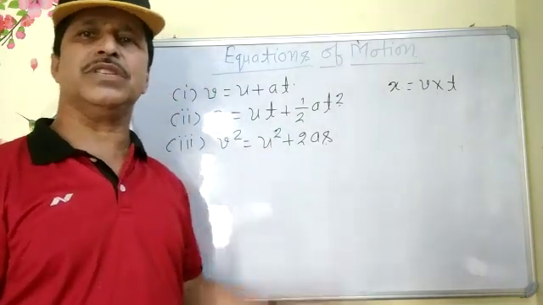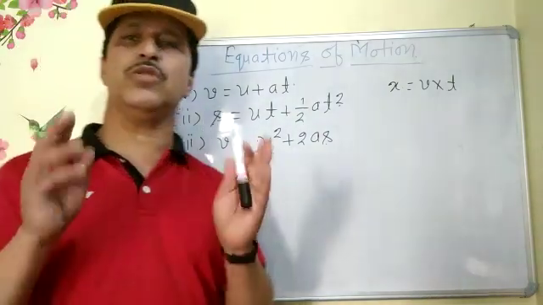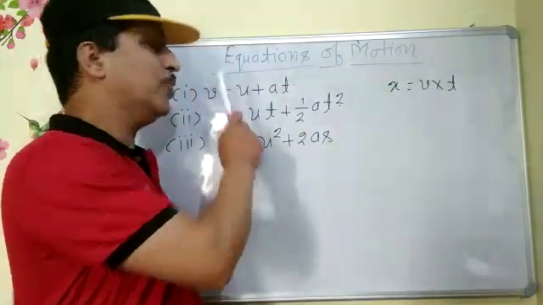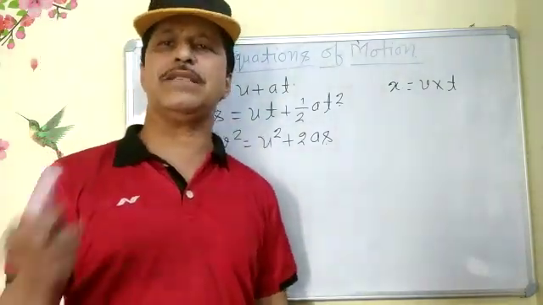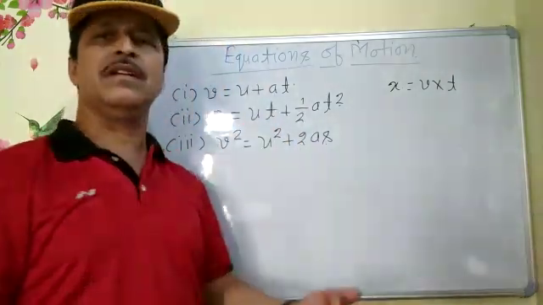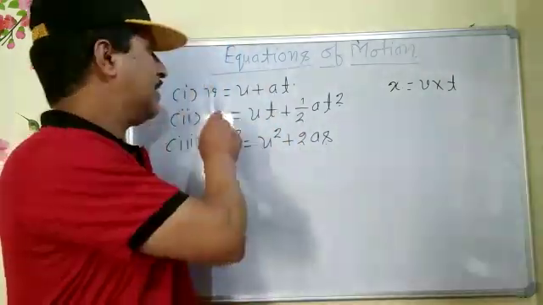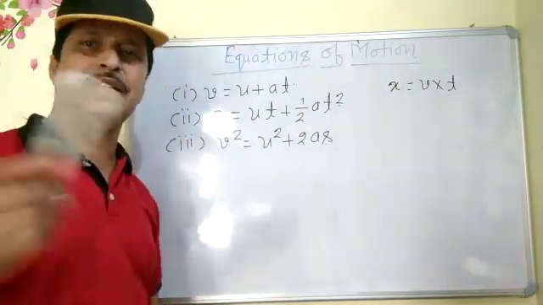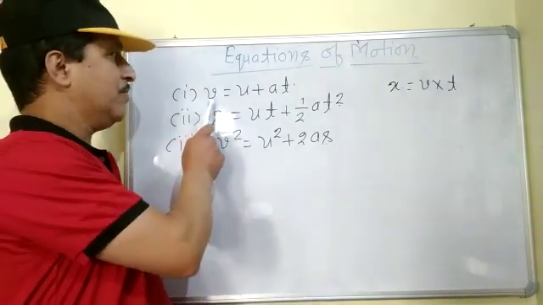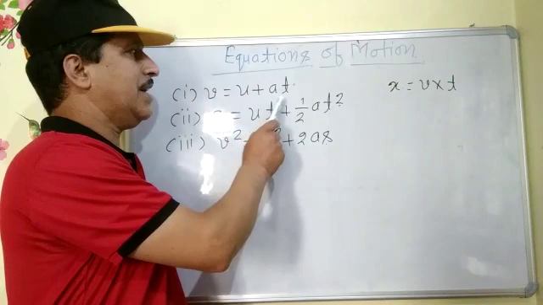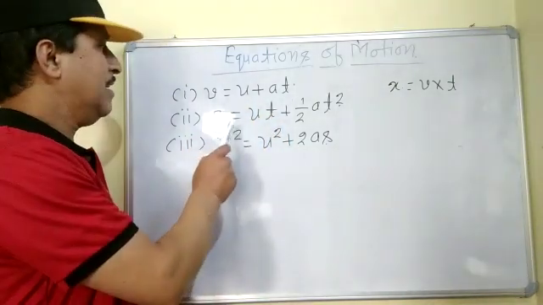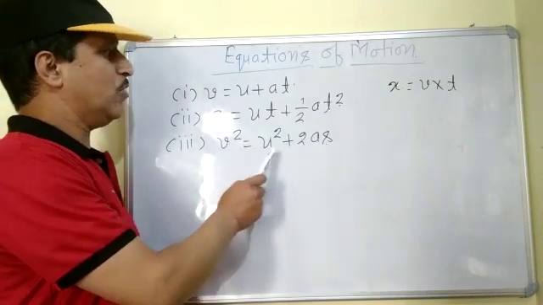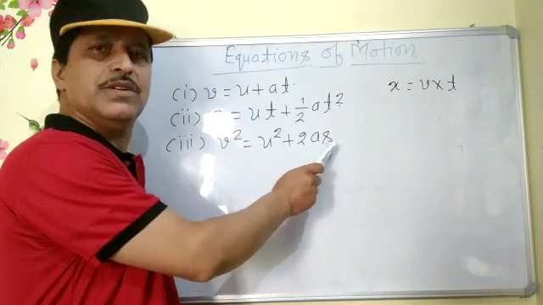There are three such equations. If we denote the initial speed of a uniformly accelerated particle by small letter u, its acceleration by small letter a, final speed by the small letter v, distance traveled by small letter s, then the three equations of motion are: first, v equal to u plus a into t. Second, s equal to ut plus half at square. Third, v square equal to u square plus 2 into a into s.